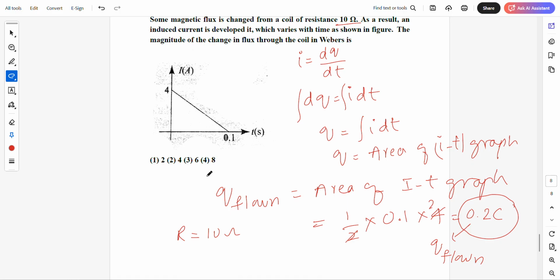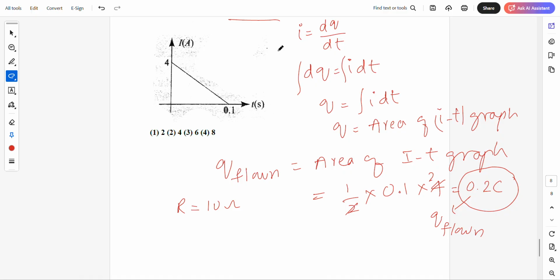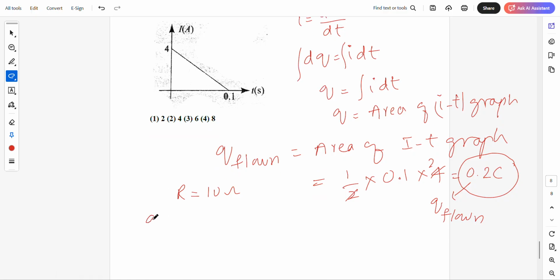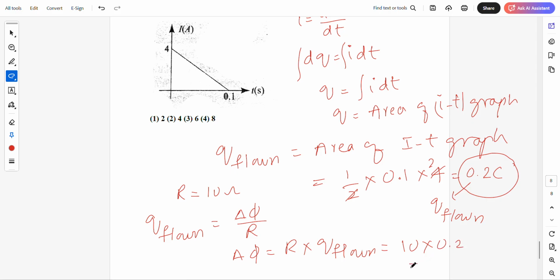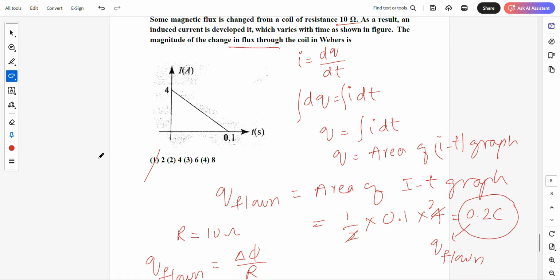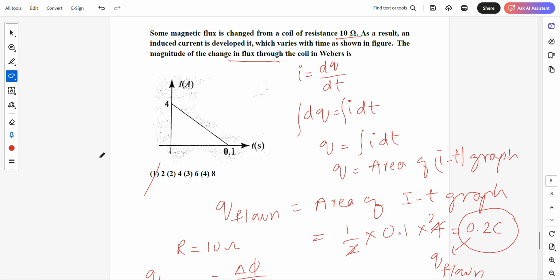What you have to calculate? The magnitude of change in flux. You have to calculate the change. Again, we have the formula. Q flown is equal to, just before some time we wrote the formula, magnitude of change in flux divided by R. From here you can calculate delta phi is equal to R into Q flown. Right? R into Q flown. R they have given, 10 into 0.2. That is equal to 2 Webers. 2 Webers is the right answer for this one. Okay. The magnitude of change in flux through the coil in Webers is 2 Webers.